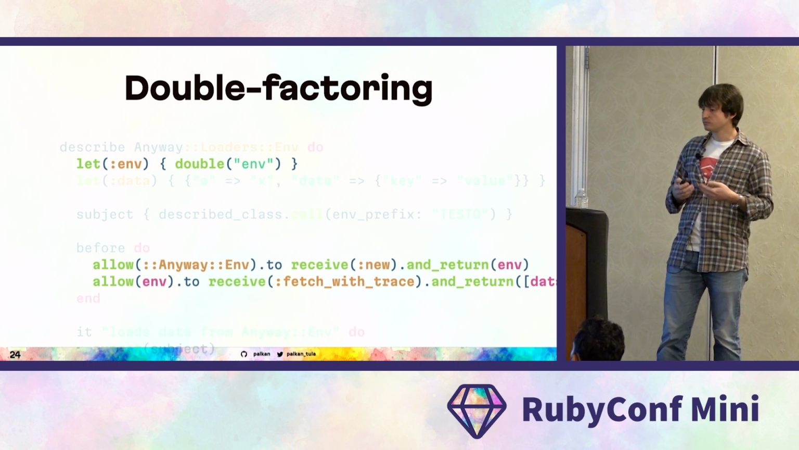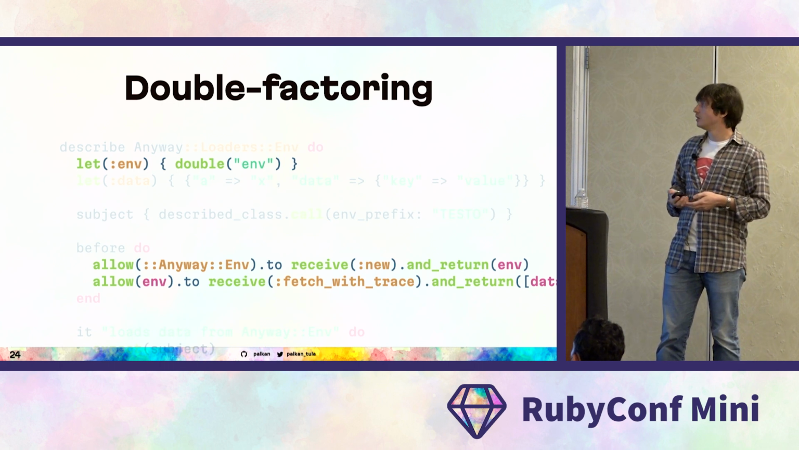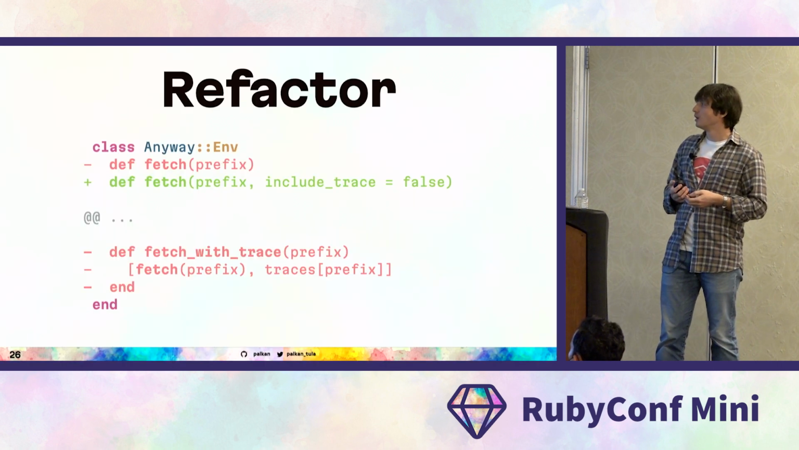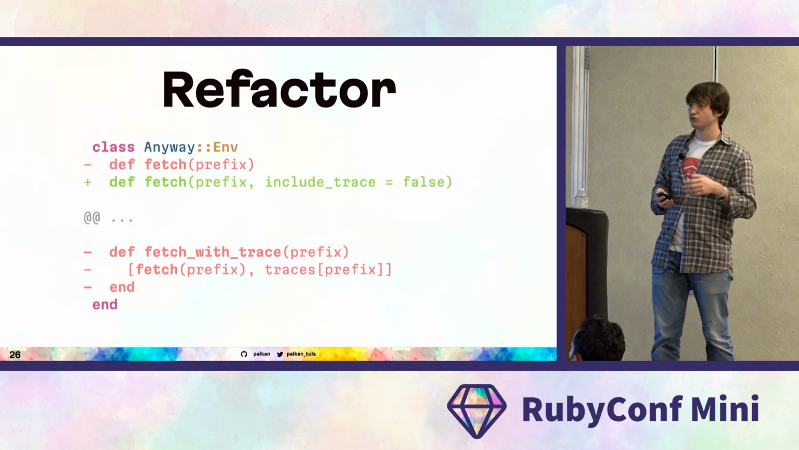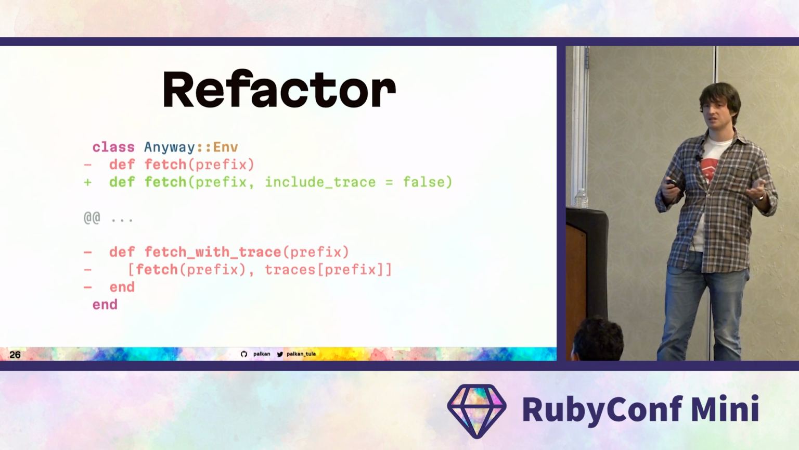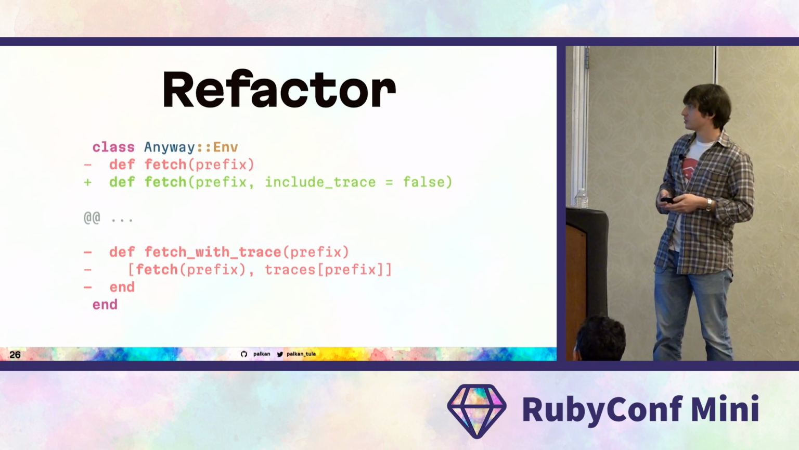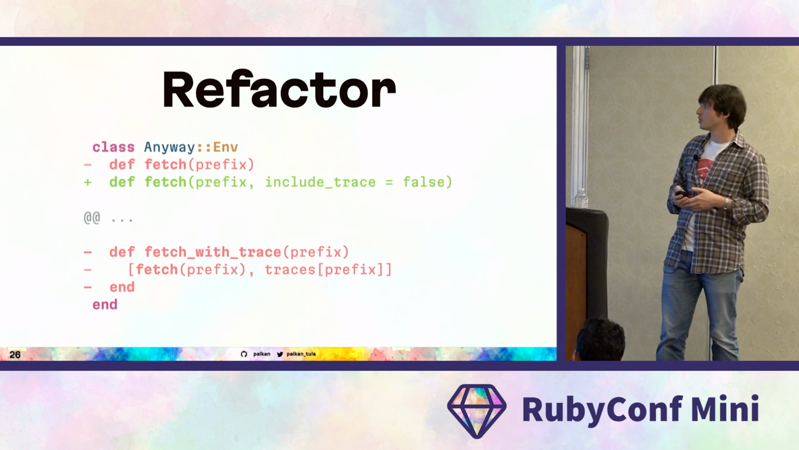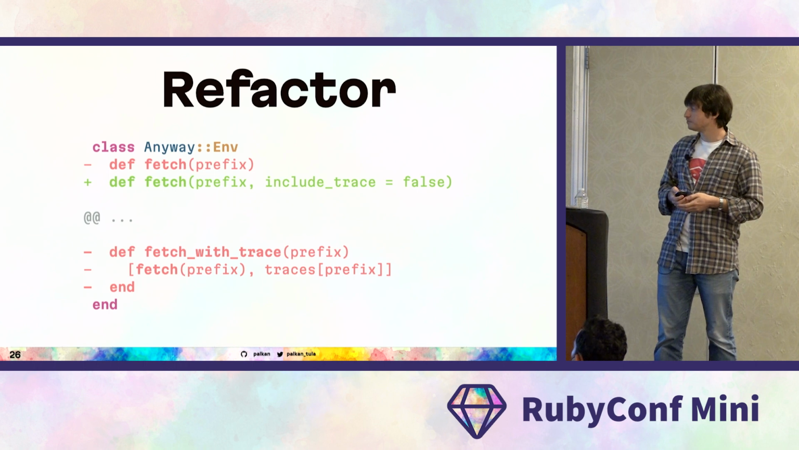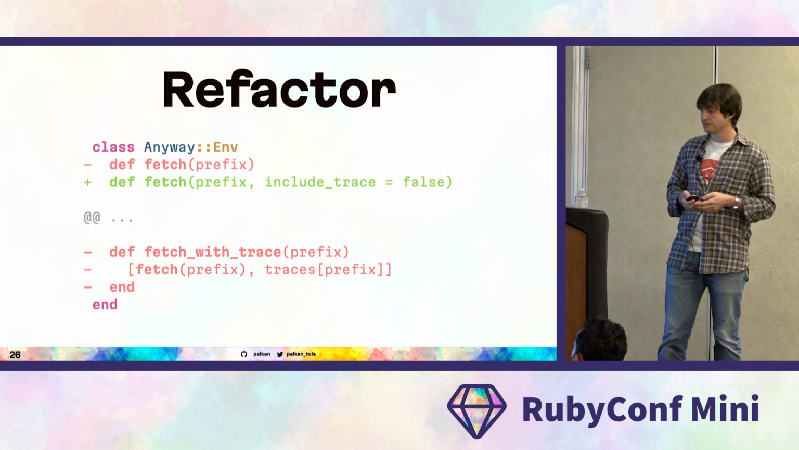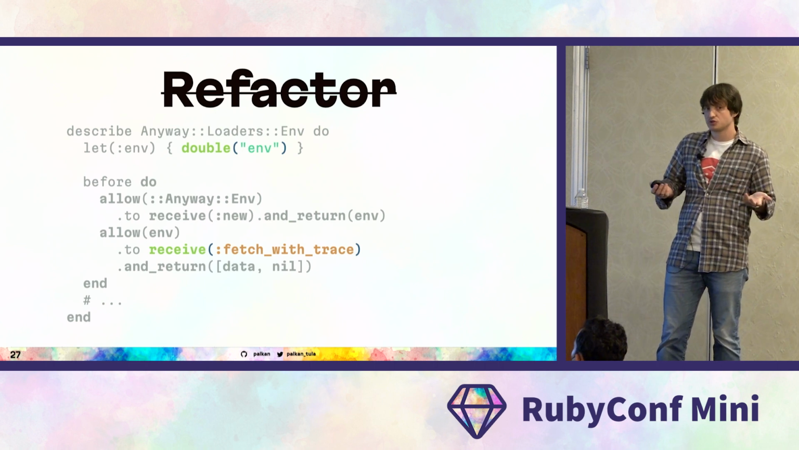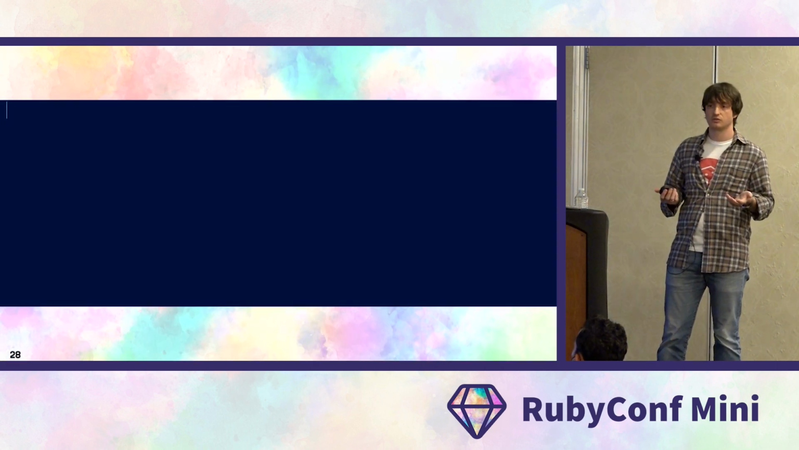The first case for false positives I'd like to talk about here is undefined method. Let's imagine the following refactoring. We decided to merge two API methods into one, like less API methods, better, to not expose a lot. To keep the previous behavior, we added a positional argument. But now we don't have this fetch with trace method. Our test is still the same. We haven't touched it, because why do we need to touch it if it's still green, right?